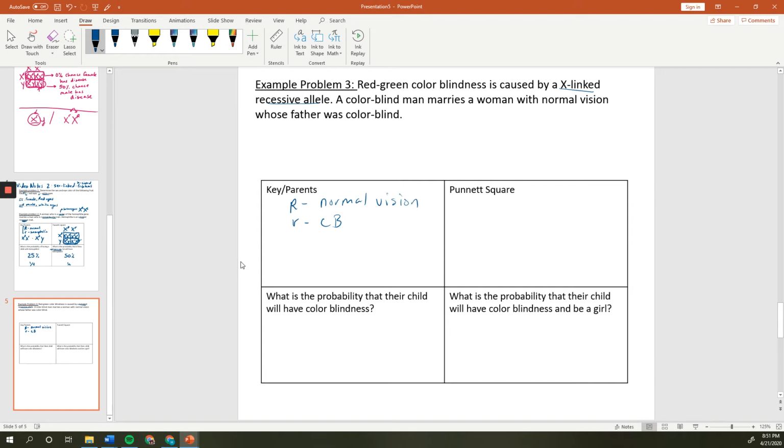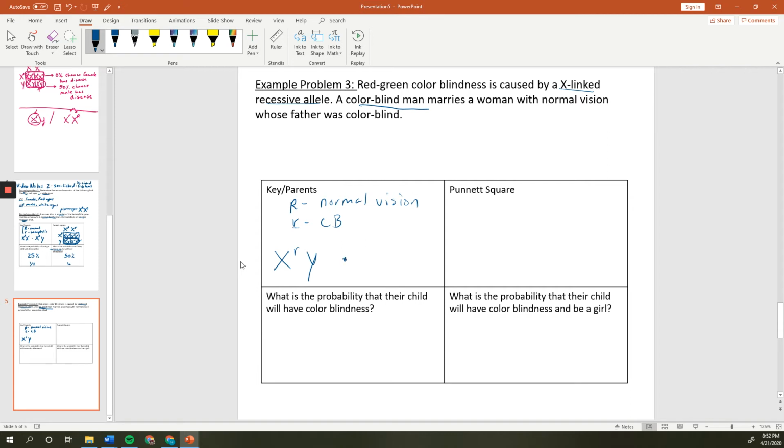Okay. Well, let's get to the parents. A colorblind man. So the man is XY. And so if he's colorblind, he needs one of these. So right there. What goes here? Nothing goes there because it's X-linked. It's only on the X chromosome.